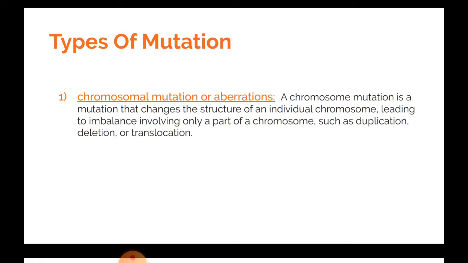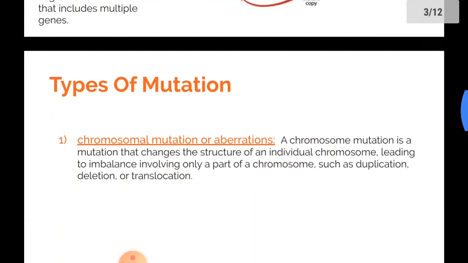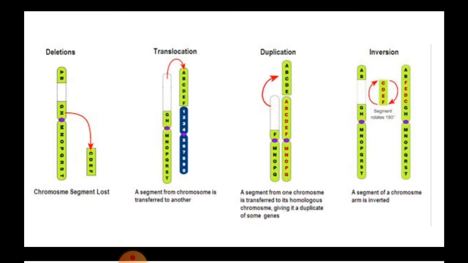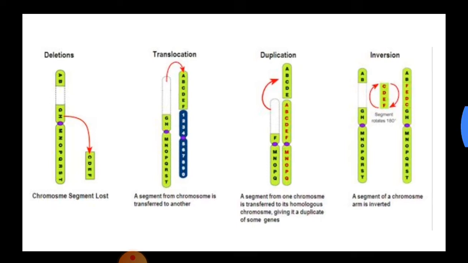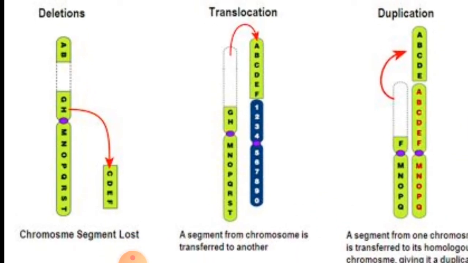So, I'll tell you how now. Let's explain it with the help of this diagram. Here you see on your screens 4 pictures are displayed, that is deletions, translocation, duplication and inversion. We'll take these one by one, and what do you understand by this? Here you see in the first one, deletion. Now, deletion means something which is missing, now deleted.